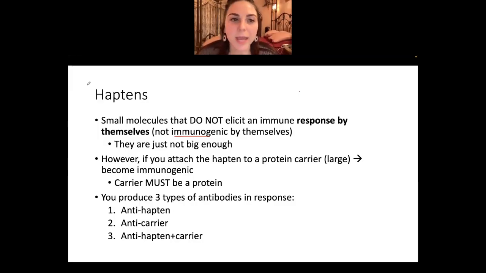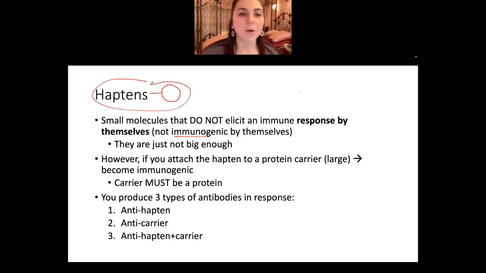But what you can do is conjugate, so attach, a hapten to a giant carrier protein, just a giant protein. So now you're increasing the size of this overall pair. Now the immune system can see it. Now you're making it immunogenic. And again, the carrier has to be a protein. At this point, I hope you guys realize it should always be a protein. So you activate B cells T-dependently.